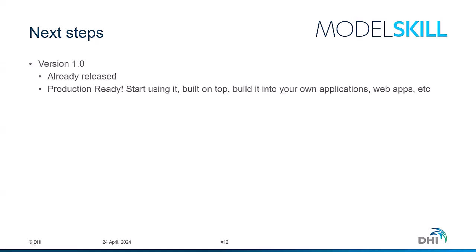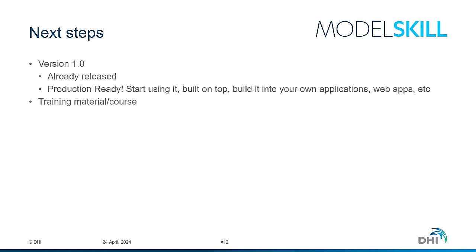So already now version 1.0 of ModelSkill is released. We consider this production ready and encourage you to start using it, build on top, build it into your own applications or web apps, etc. With the mark of a 1.0, that also shows that it's a stable release, so you can depend on the API. Of course, we cannot promise that it will never change, but it will not change a lot, and we will also be quite careful with deprecation warnings and so on if we change it from now on.